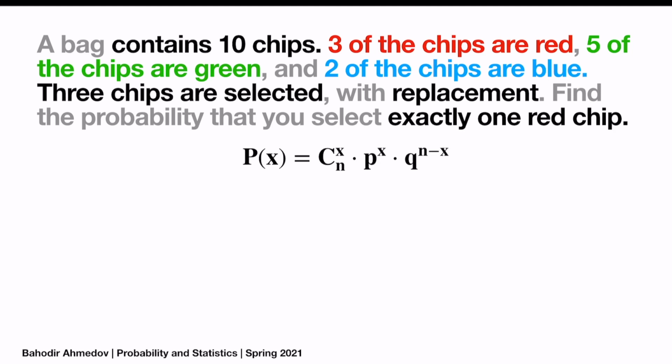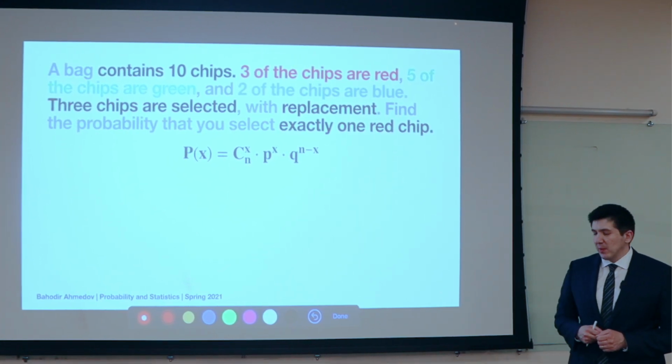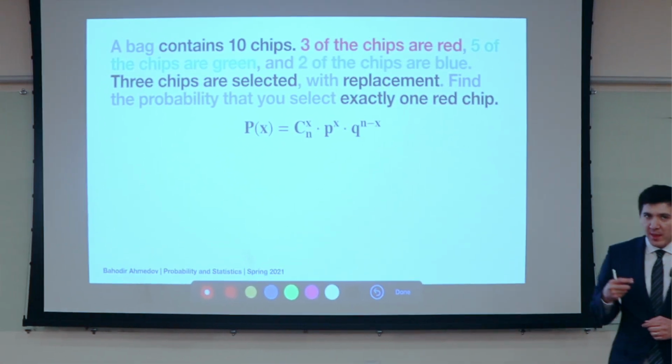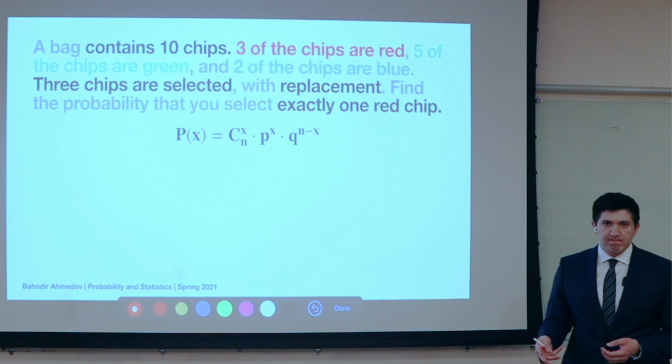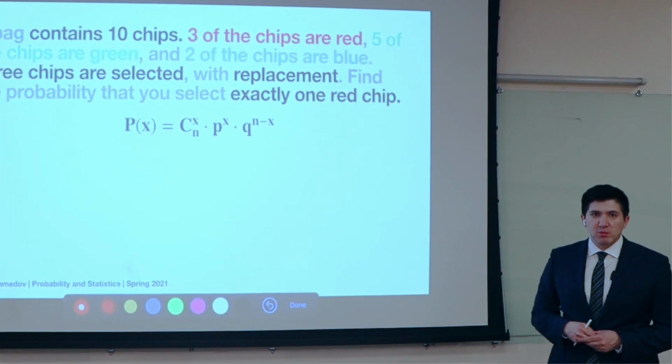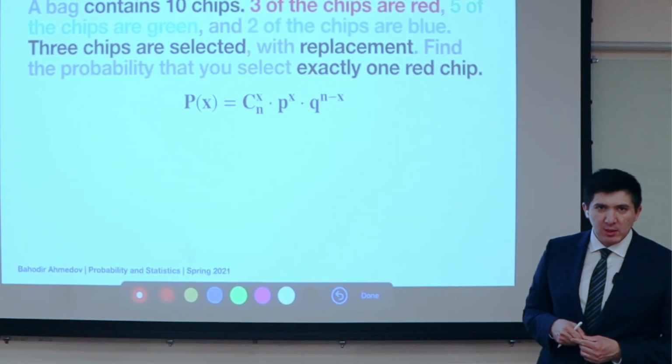Let's do an example. So let's say a bag contains 10 chips. 3 of them are red, 5 of them are green, 2 of them are blue. So we're going to choose 3 chips, one by one, with replacement. It means that every time I choose the chip, I'm going to look at its color and I'm going to put this back. So I'm going to do this process 3 times. What is the probability that exactly one of them is going to be red?